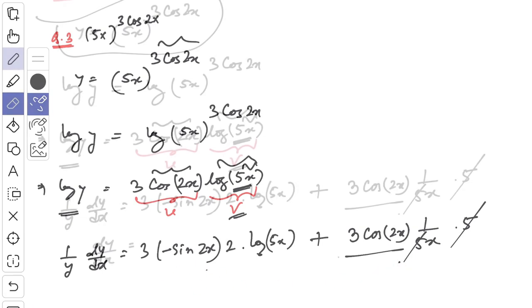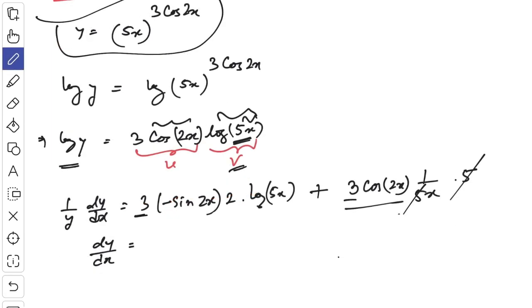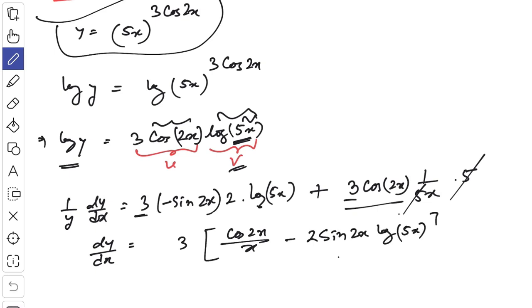So now simplify this one. Now let us take this 3 common, and inside it you will get cos 2x by x minus 2 sin 2x log of 5x, and this y on the other side will be multiplied here. Now let us put the value of y. We know y is equal to this one.